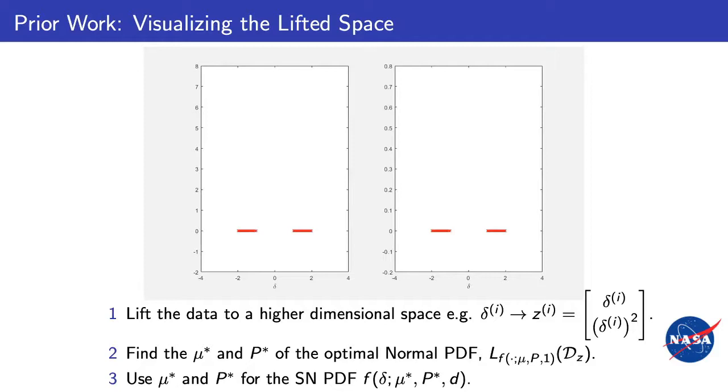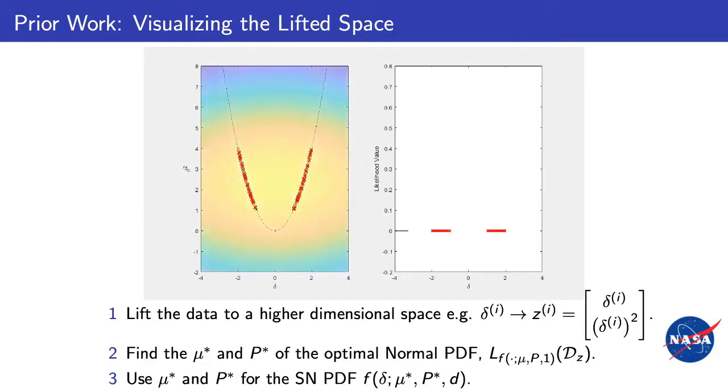Here we have red crosses in delta, and we will lift this to a higher dimensional space where delta is on the x-axis and the y-axis is delta squared. Once we lift this to a higher dimensional space on the left side of the video, we will optimize a mu star and p star of an optimal normal PDF in this lifted space. So here we see the data being lifted. We are optimizing a normal PDF, and then on the right we will plot the PDF in the original space, which exists on a slice of the normal PDF in the lifted space.